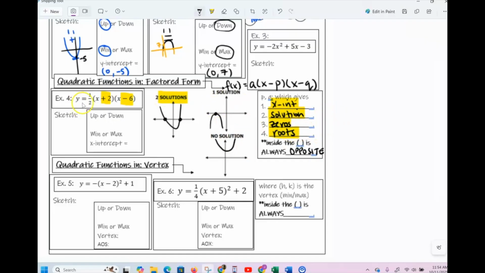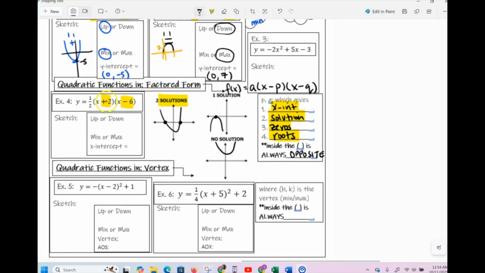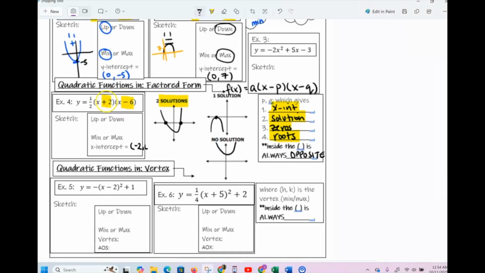All right, now that we know that, let's come back to our question. So we have how many solutions here? 2, because I'm going to see that one of them is going to be -2. So let's go ahead and write this out. -2, 0. And the second one is going to be positive because it's negative, so opposite, +6, 0. So there are 2 solutions.